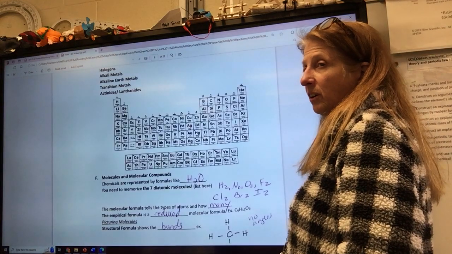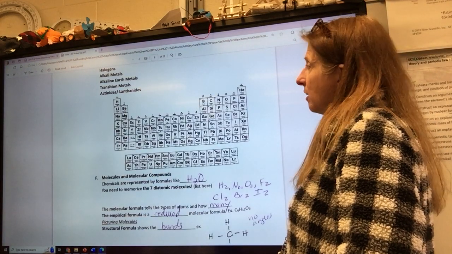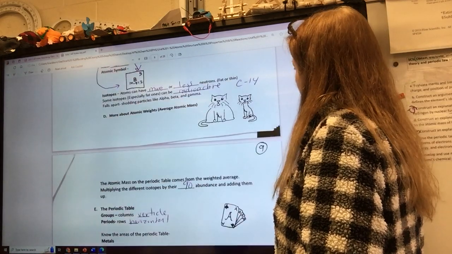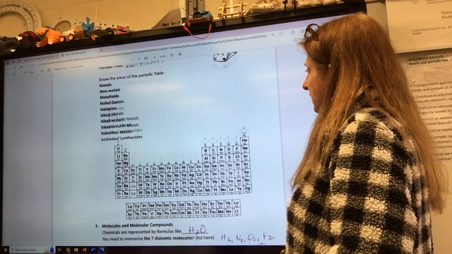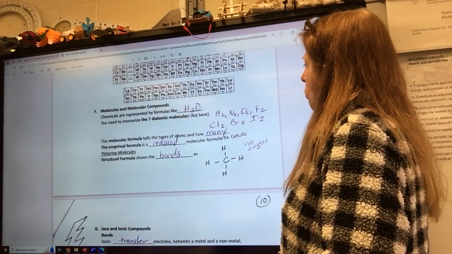Yes, sir? Wait, what was multiplying the different isotopes by their percent abundance? Oh, that's percent. I don't know. Percent. Yeah, it was. I just did the symbol.